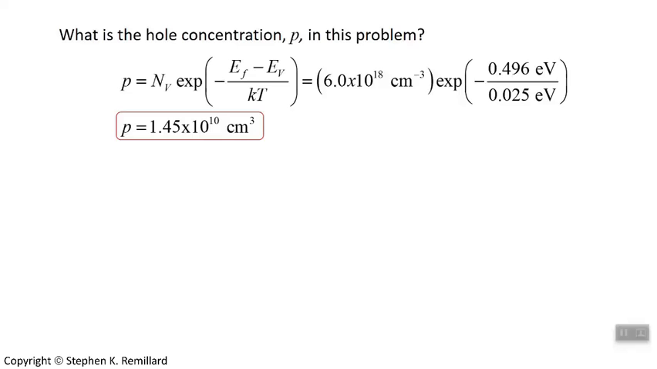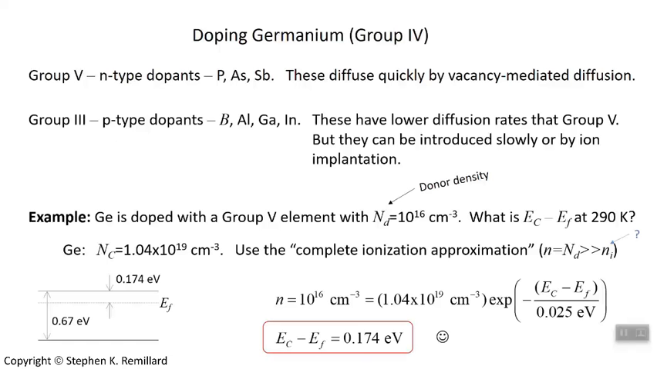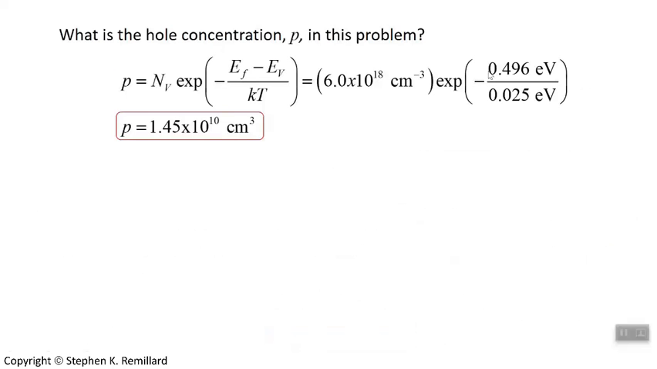We just figured out what E_Fermi minus E_valence is. It's 0.496 eV. Don't believe me? Go back and look. 0.496 is that difference right there from E_Fermi down to E_valence. So use that for E_Fermi minus E_valence. And go ahead and calculate a hole density of 1.45 times 10 to the 10th per cubic centimeter. So it's a lot less, right?